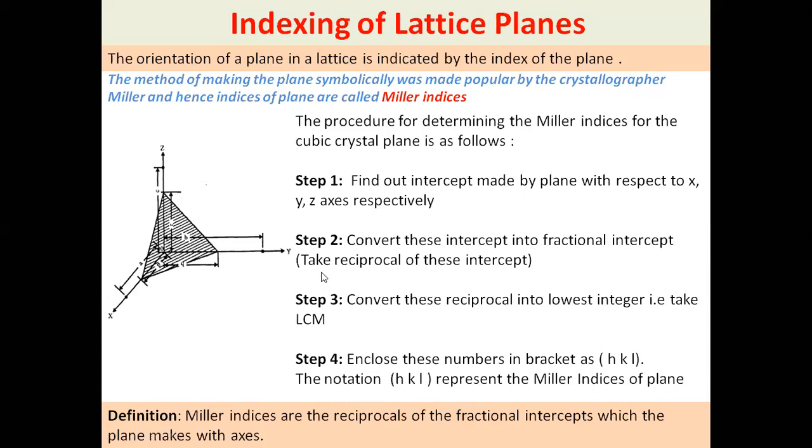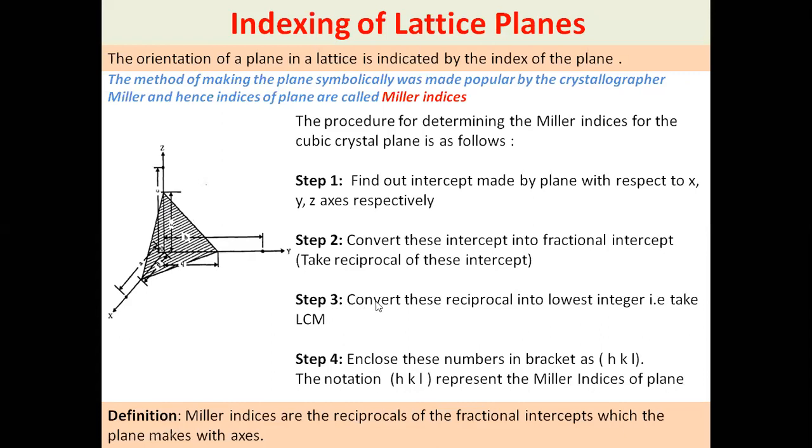Then after finding these fractional intercepts, you have to take their reciprocal. So the third step is to take the reciprocal. What is the reciprocal of P by A? It is A by P. Then B by Q, and then C by R. You have to take the reciprocal of these fractional intercepts.